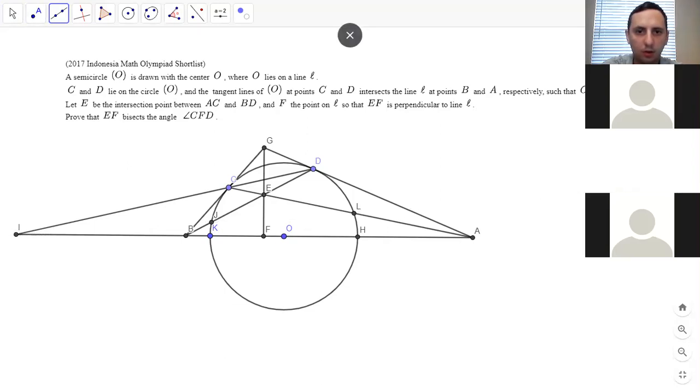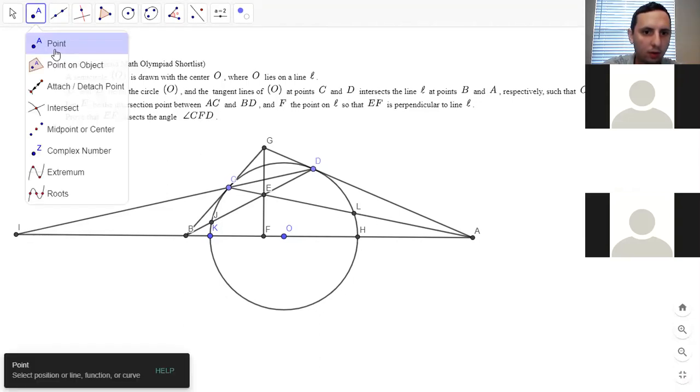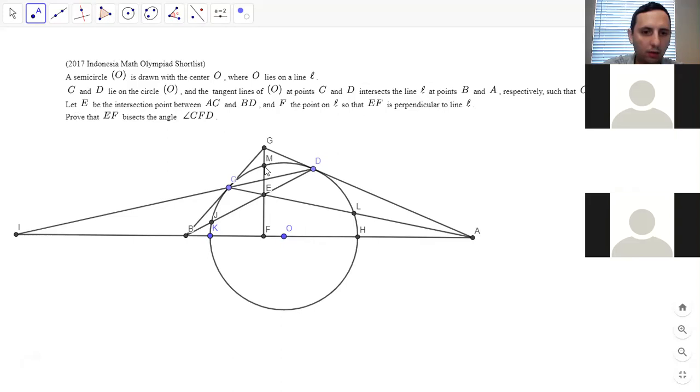Okay. G is on the polar of I. So I is on the polar of G. But yeah, G is on the polar of I. And then we show E is on the polar of I. So if we could show G is on the polar of I and E is on the polar of I, then that should solve the problem. So E is on the polar of I if and only if I is on the polar of E.